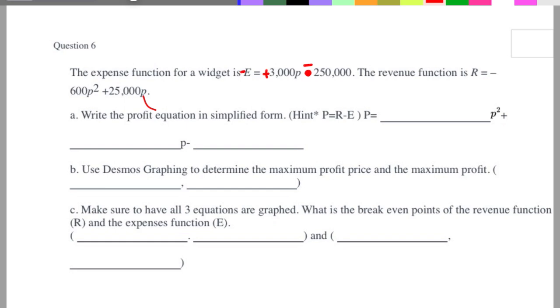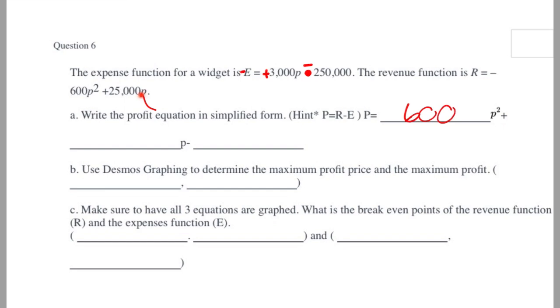So I don't see any other P squared. So let's go ahead and put 600 here. For my single P's, I got a positive 25,000 and a positive 3,000. So if I put those two together, I end up with 28,000. And last but not least, this is my constant. No other constants down here, so minus sign is already there.